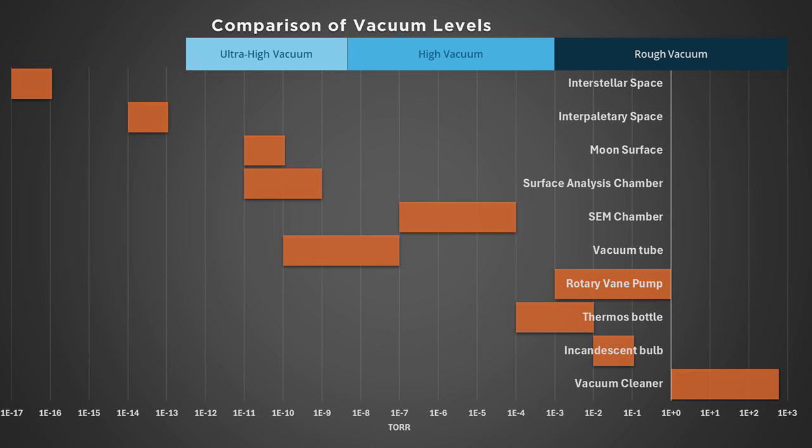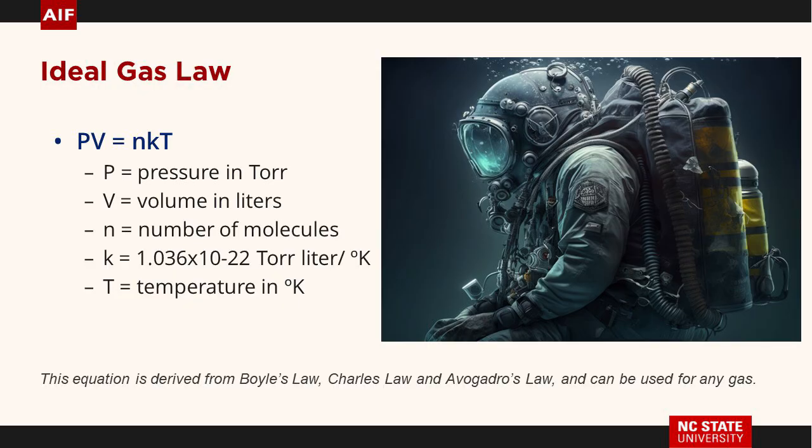Surface analysis chamber. I look downstairs and our XPS is right now in the low 10 to the minus 10 torr regime. That's about the same as the surface of the moon. Interplanetary space, well, maybe one of you want to go there. I don't think I'll make it. So your SEM chamber may be somewhere less than that. This is a type of slide that we'll show several times, showing pressure on the x-axis and characteristics of the pumps and the measurement systems.